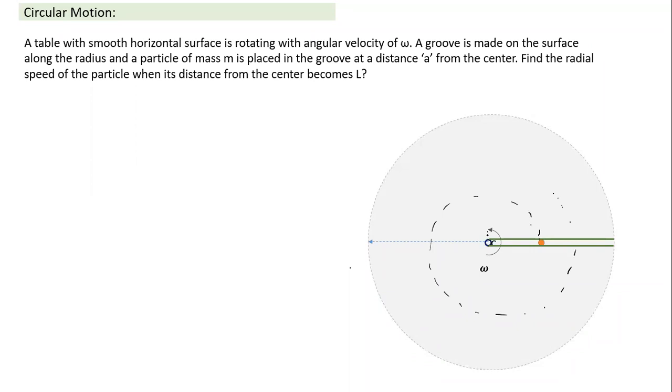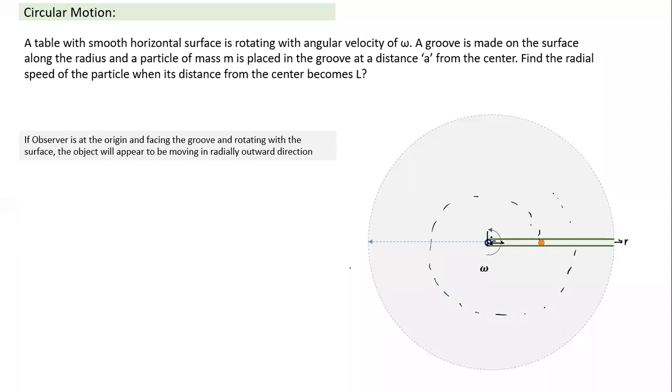So you place the frame of reference at the center and you rotate with the same angular velocity as the surface. If you are rotating and facing this particular groove, it will always look like the same path. This ball will not appear to go like this. It will appear to be moving only in that direction. It makes it simpler. So whenever we choose a non-inertial frame of reference, we choose it only because the motion of the object is easier to understand. So the origin is at the center, facing the groove and rotating with the surface. In that case, it will appear to be moving outwards.